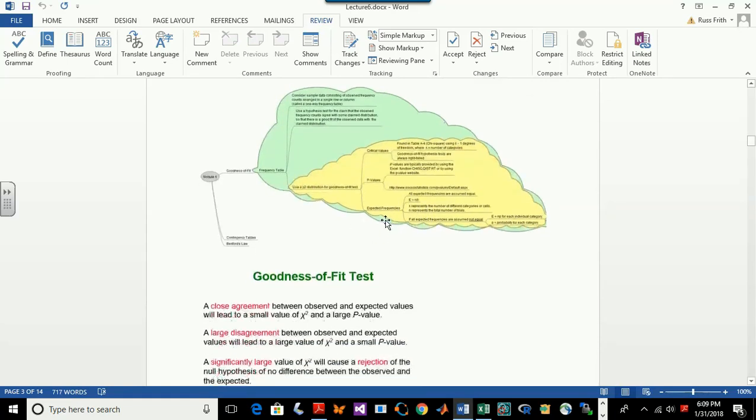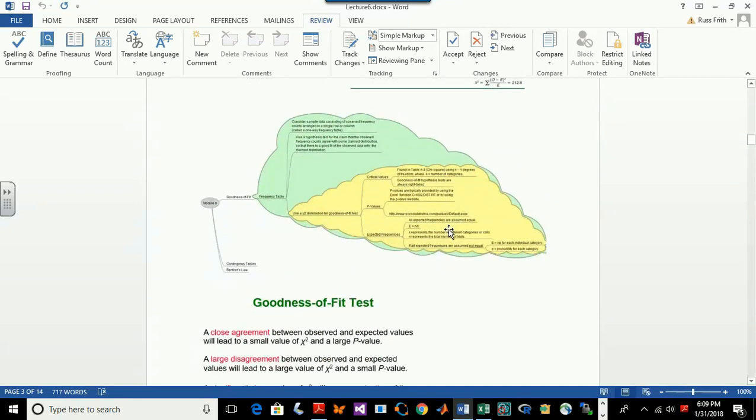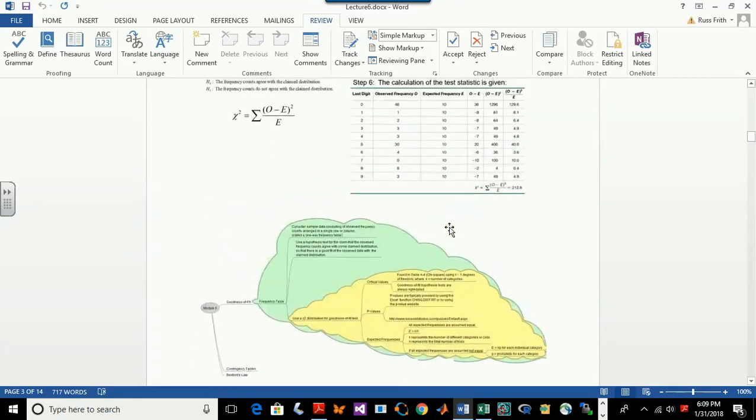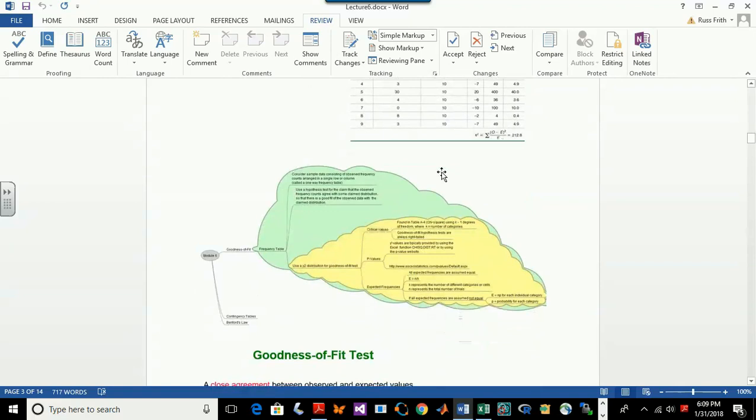Okay, so now we have what are called expected frequencies. And for this problem, all expected frequencies are assumed equal, and that was the 10. Okay, all of these 10s. Okay, and so the expected frequency E is basically equal to n over k. So for this problem, n is 100, okay, because we had 100 elements in our sample, and k is 10, so E is 100 over 10, which is 10.